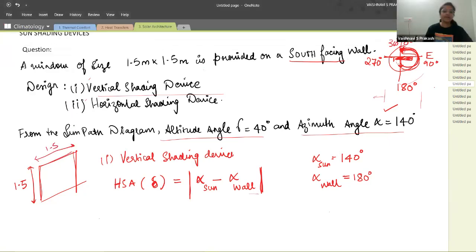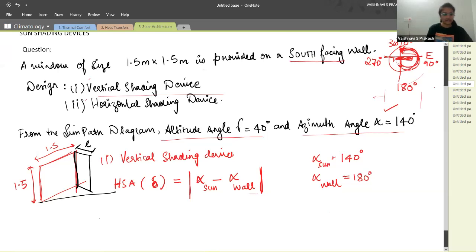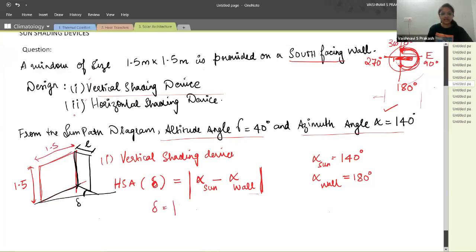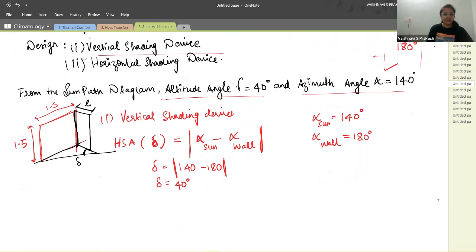Okay. So now we have the vertical shading device, or the vertical fin, that we have to calculate. Let's say the depth of it is L, right? We're actually calculating this angle delta. Now we know that delta here is the wall azimuth minus solar azimuth. So delta is mod of 140 minus 180. Because it's a modulus, it's the absolute value, which means it's a positive value. So it's 40 degrees. Okay. So now we know that delta is 40 degrees.